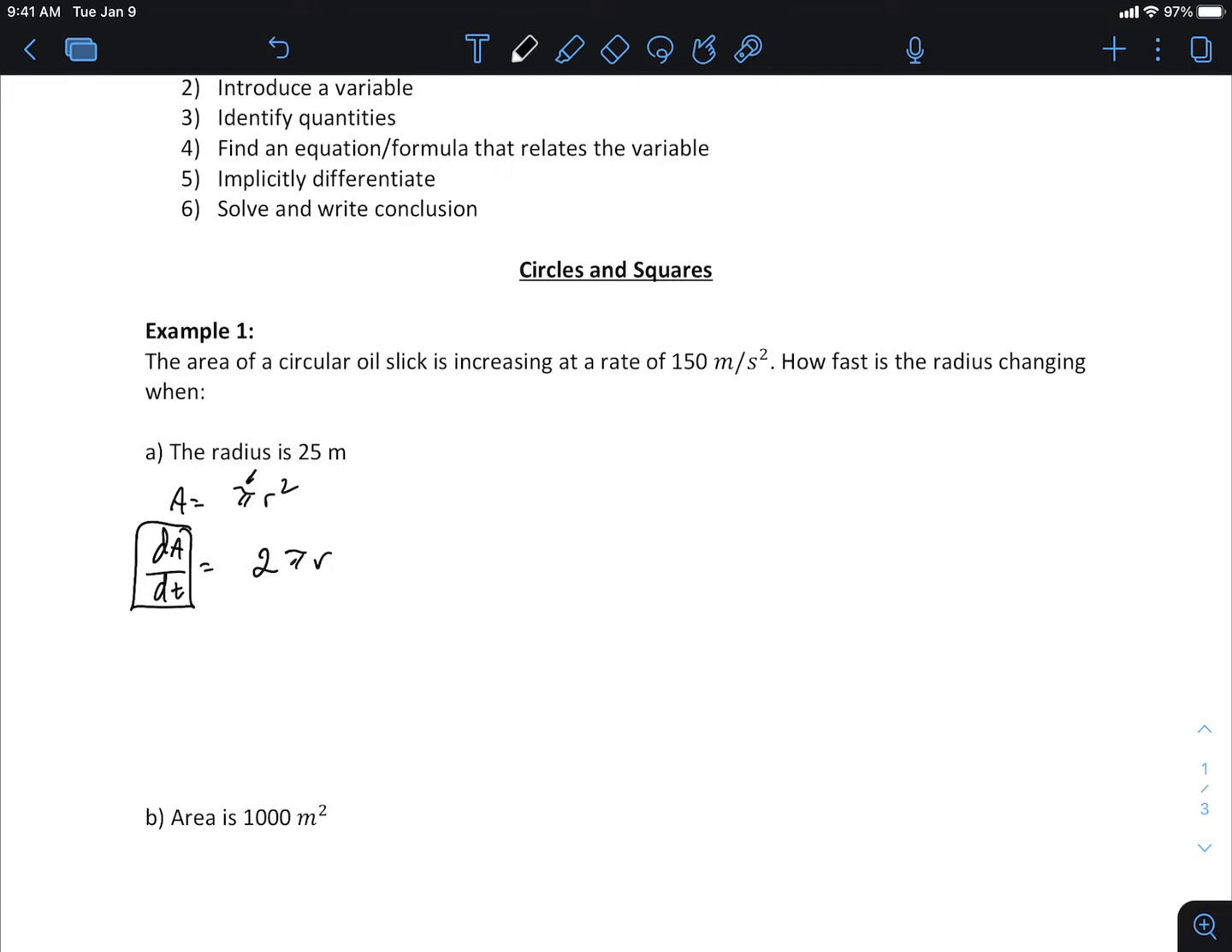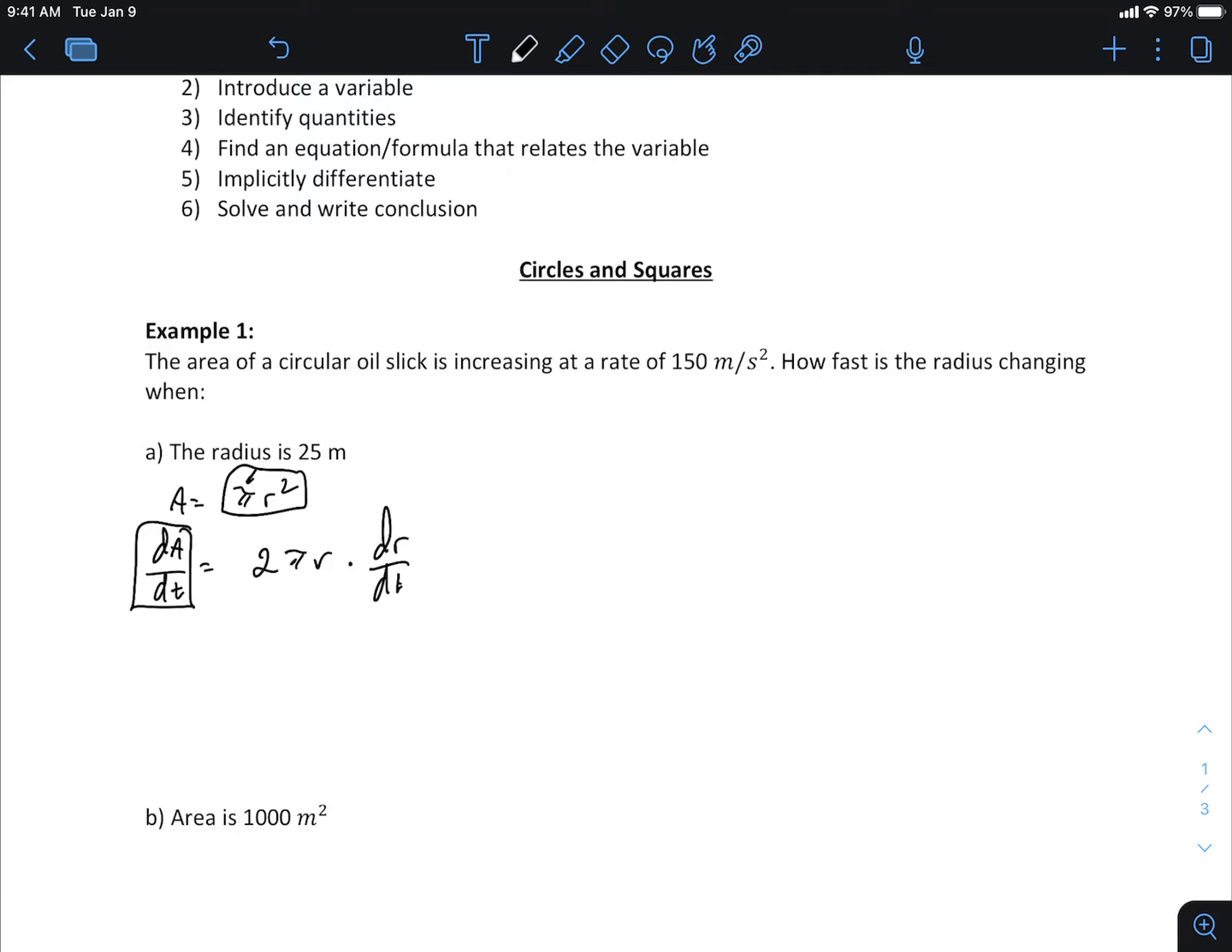Now, you've differentiated, no problem. We've just applied the power rule. But the problem is, and you guys will remember, when you differentiate something with respect to a different variable, you have to treat it like chain rule. And so we have to multiply by dr by dt.